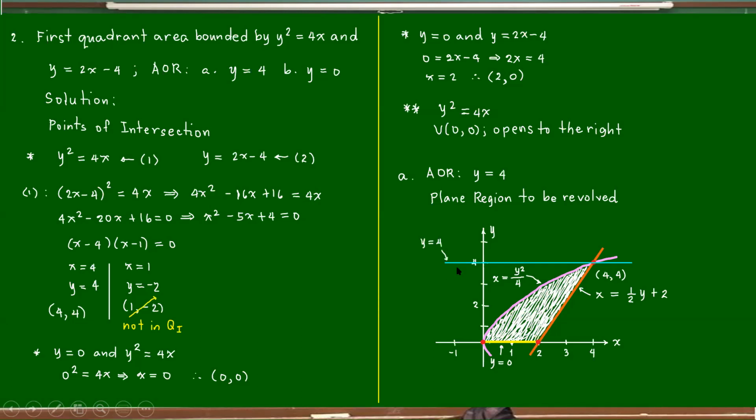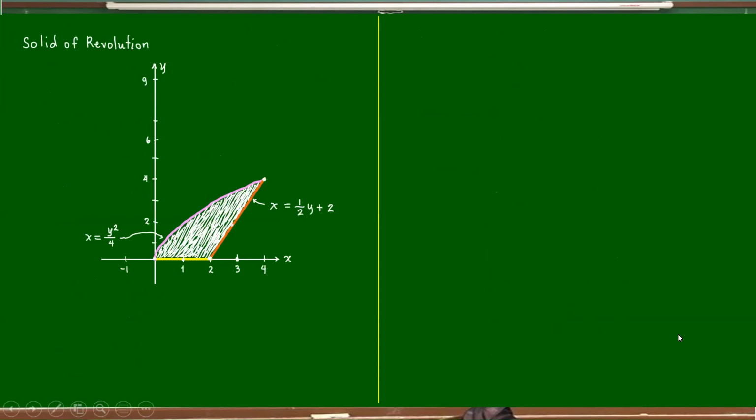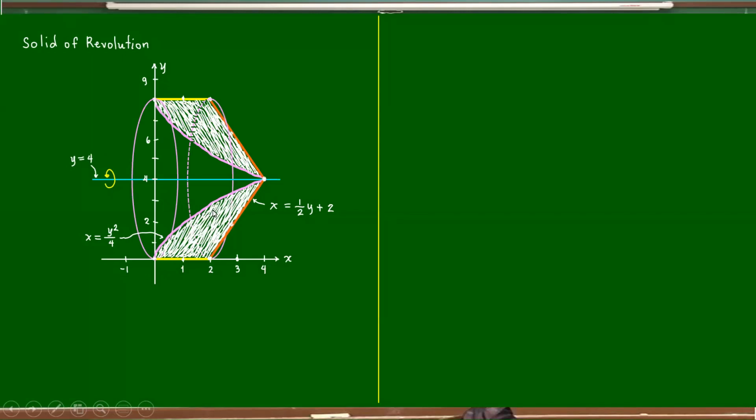So when revolved here, by the way, the appropriate element is horizontal. Okay? And that happens to be parallel to this axis of revolution. Expected, cylindrical shell is the volume element formed. So let's now have the solid generated when revolved about the line y equals 4. So we'll have a reflection here, and this is the solid generated. So along with this, the area element will also revolve, forming cylindrical shell.